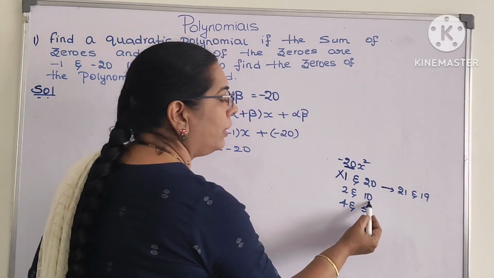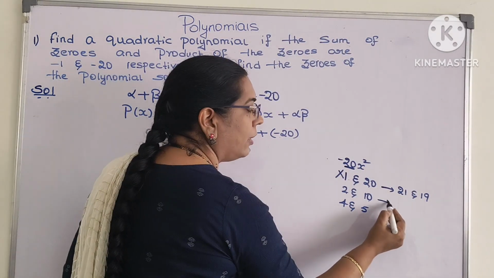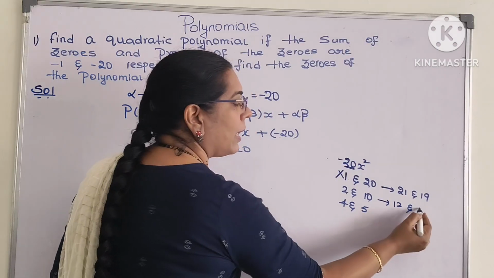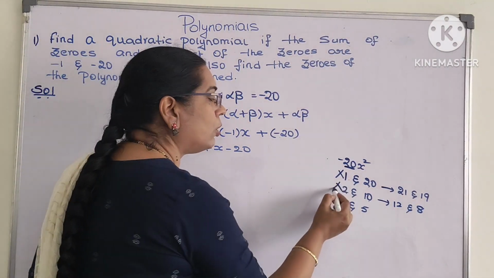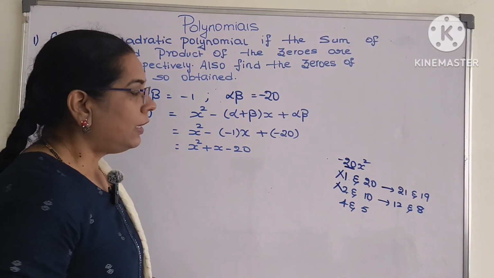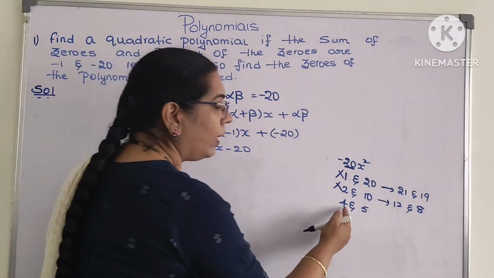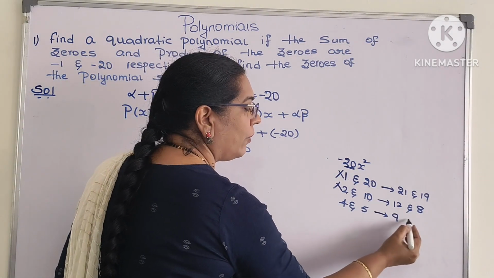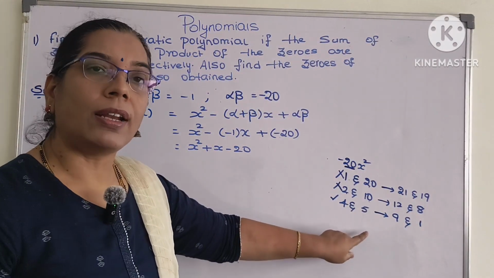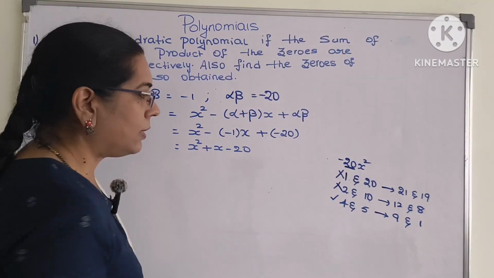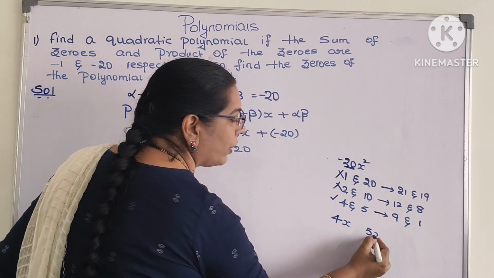Next one, 2 and 10. When we multiply, we get 20. When we add, we get 12, or when we subtract, we get 8. We are not getting 1 again. So this is also a wrong set of factors. Next one. When we multiply 4 and 5, yes, we are getting 20. When we add, we get 9. But when we subtract, we get 1. So 4 and 5 are the correct set of factors. So the factors are now written as 4x and 5x.